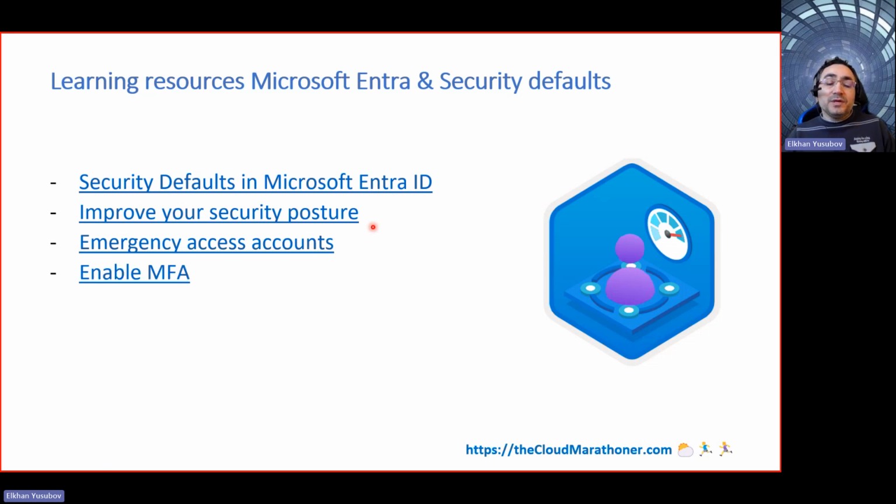Then, what are the ways to enable MFA, and what are the options you can provide to your users. And then, what the identity secure score is, how to improve that, and what type of recommendations you need to follow to get into a better security posture within your tenant.